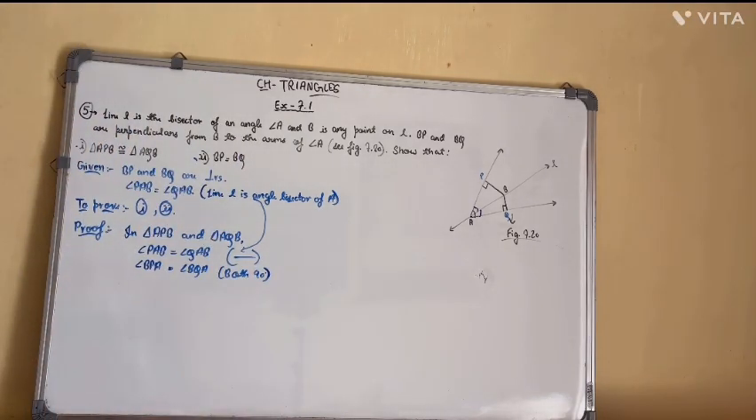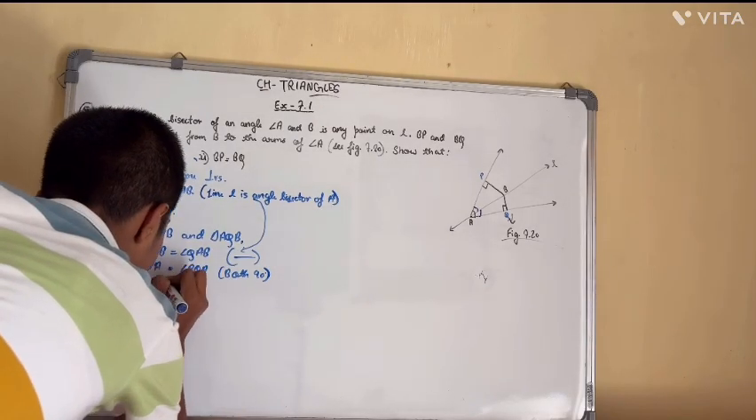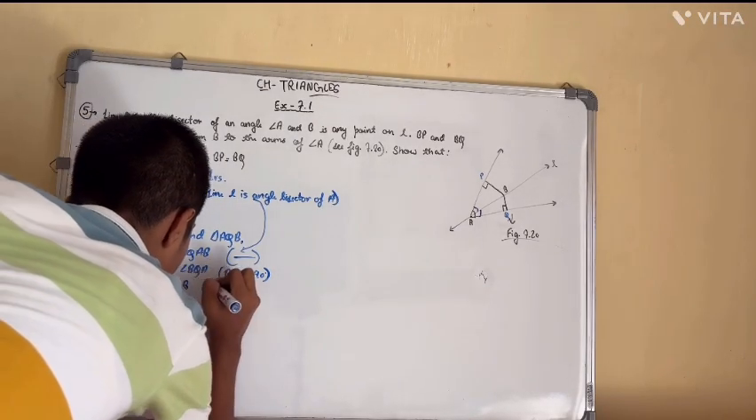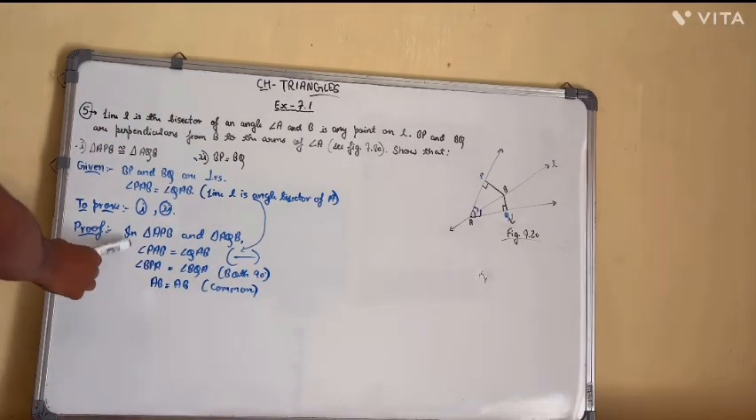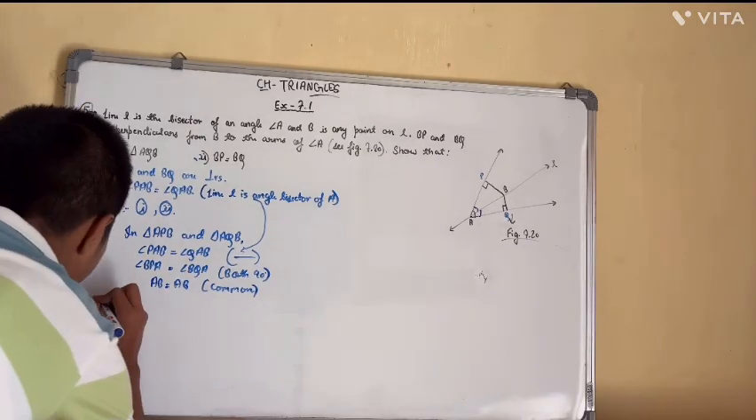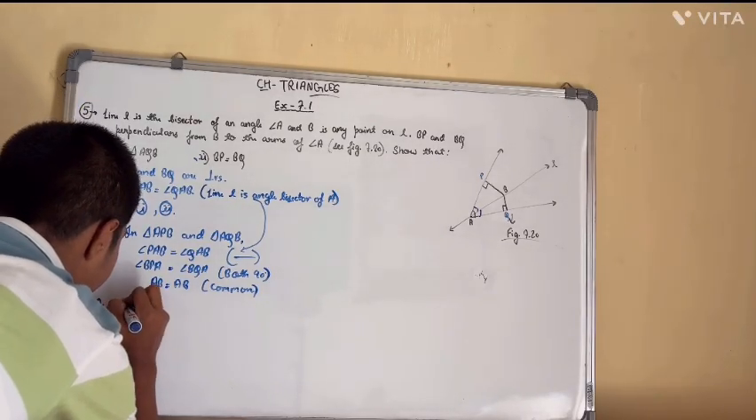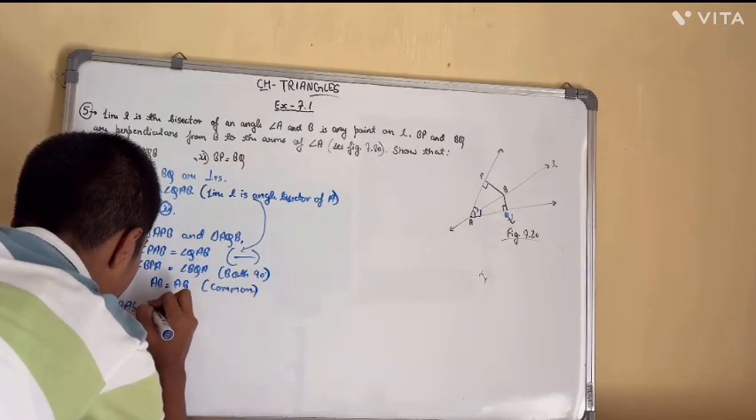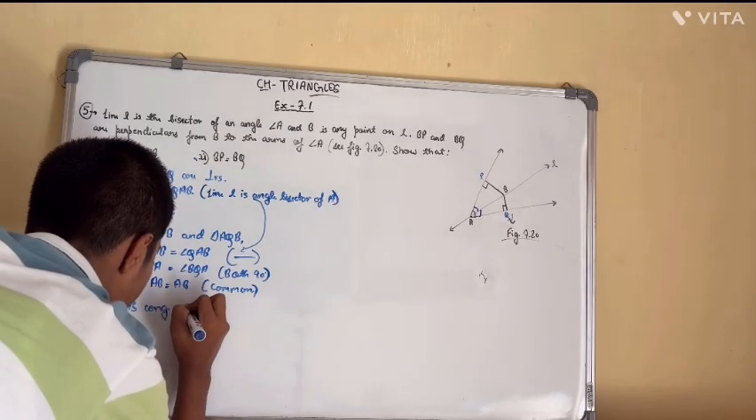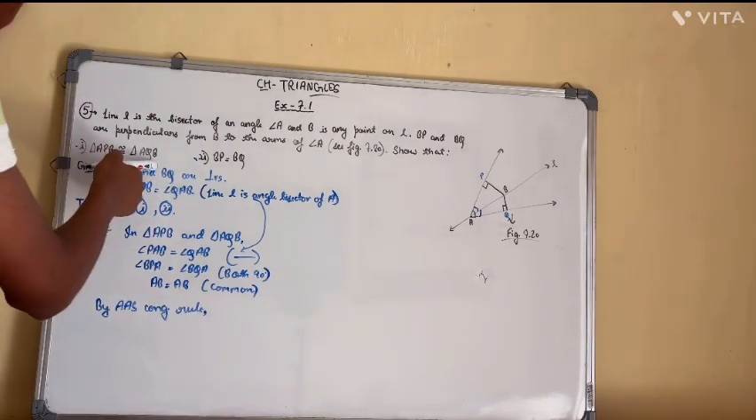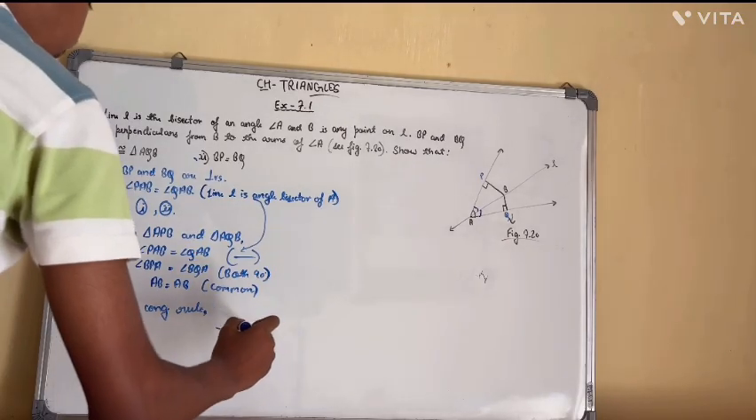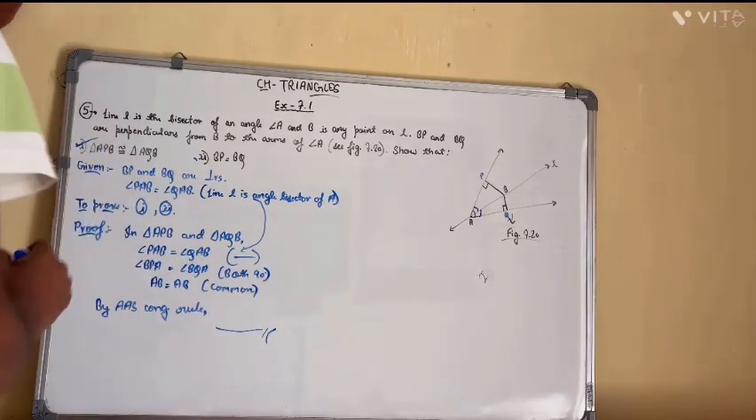Then here you can see one side is common, AB and BA. AB here also and AB here also. It is a common side, so we can write AB is equal to AB. Why? Because it is common. Okay, so by angle side congruency rule, we can say that triangle APB is congruent to triangle AQB. You can write here APB is congruent to AQB. This is done. We have proved this.